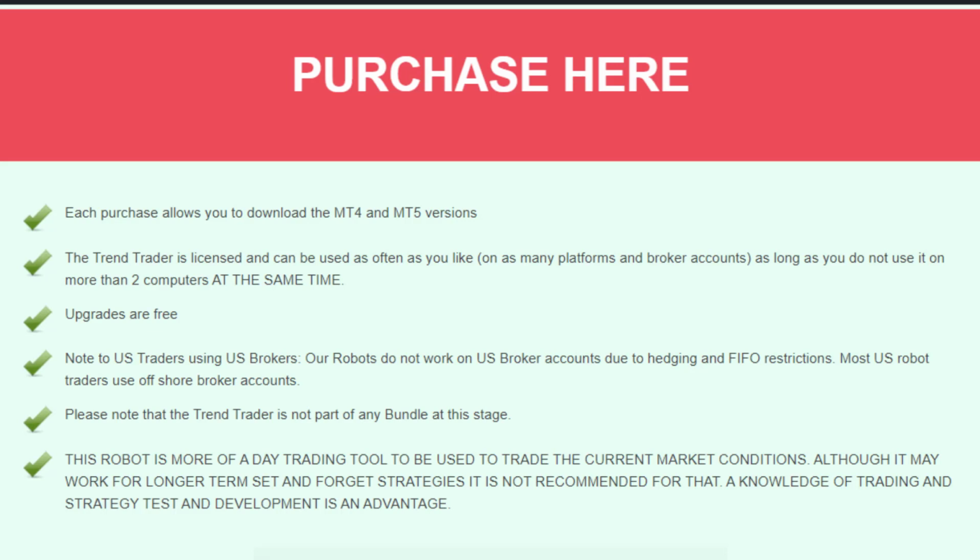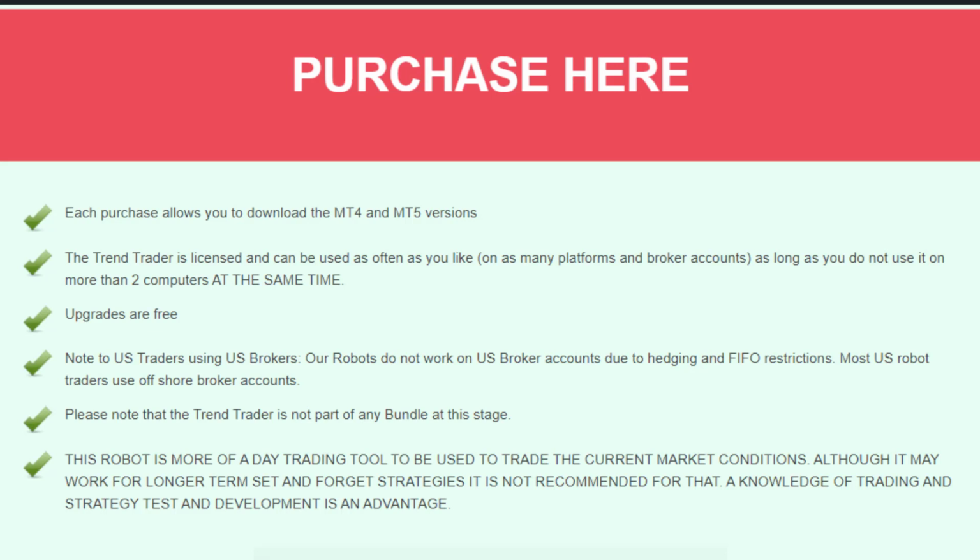Upgrades are always free, and I must warn you that this EA uses hedging and also transgresses some of the FIFO restrictions placed on US traders, so it's not US broker friendly. Now, as you've seen, the emphasis on the trend trader is more on day trading, and therefore if you are a traditional set and forget trader that likes to put the EA on for 3 or 4 months, just be aware that that's not the strength of this EA.